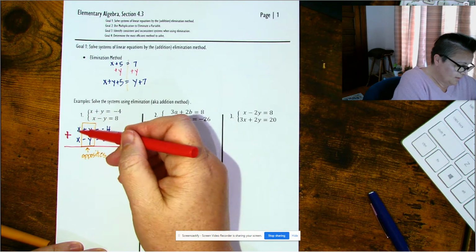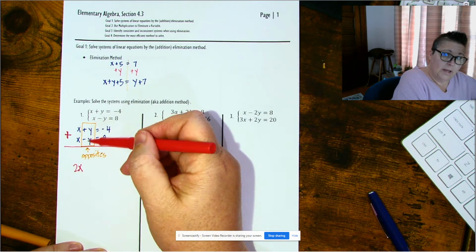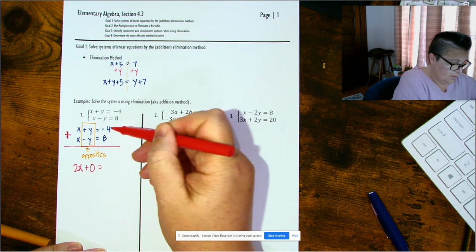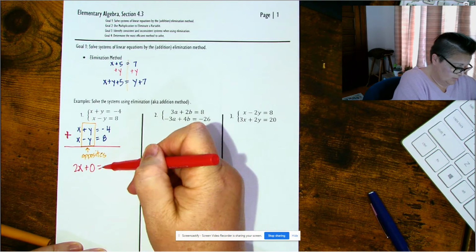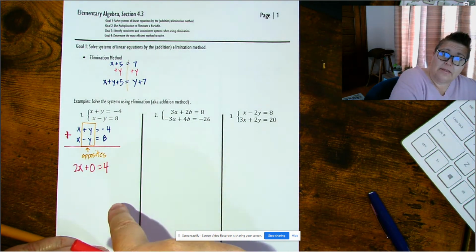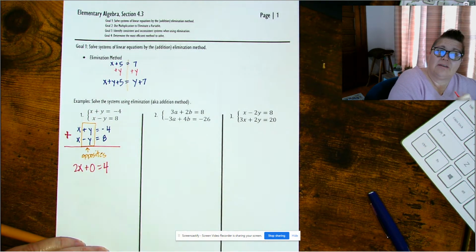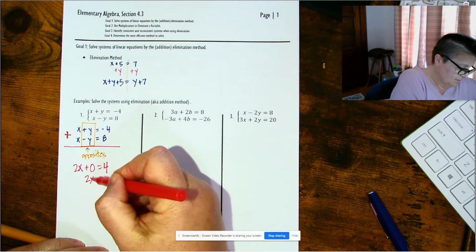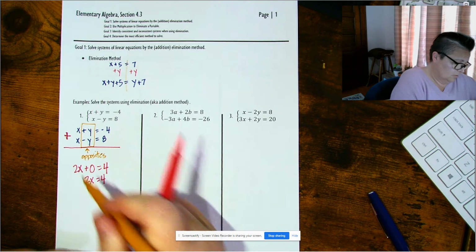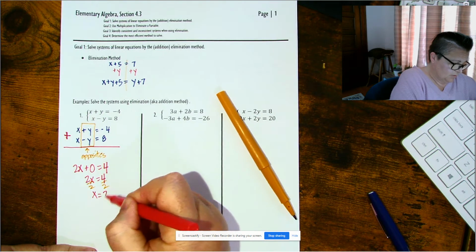Okay, so I have x plus x, which is 2x. I have a minus y plus y, which is 0. Then I have a minus 4 plus 8, which is 4. Do you see the mathematical thing that happened here? So now the y's have disappeared and I only have x's left. I have 2x is equal to 4, which to solve for x, I'm going to divide both sides by 2. So now I know x is equal to 2.